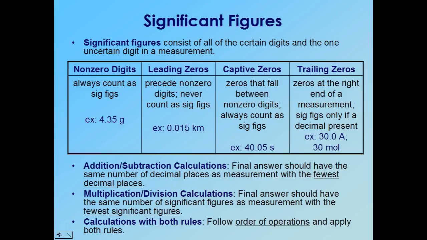With multiplication and division, those are calculated a little bit differently. We don't have to line those up by decimal places, so we just look at sig figs. The measurement with the fewest sig figs determines how many we have in our answer. And then if you happen to have both addition, subtraction, and multiplication, division in a calculation, you need to follow your order of operations. If you've got something in parentheses, you would apply that rule first, and then you would apply the other one. But you do have to apply both rules if you have both types of operations taking place in a calculation.